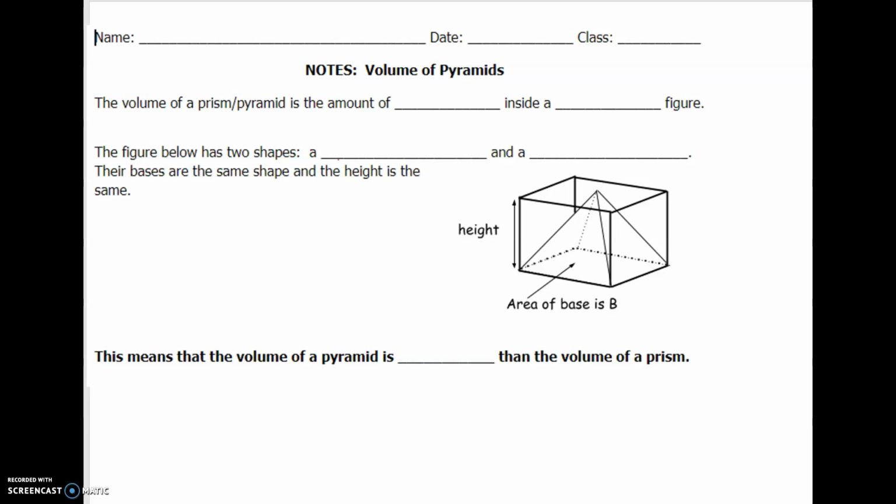Today we're going to talk about the volume of pyramids. The volume of a prism or pyramid is the amount of space inside a 3D figure. The figure below, talking about this one, has two shapes.